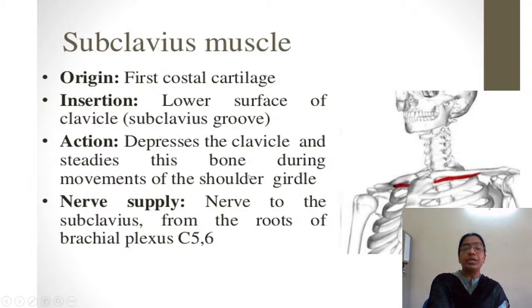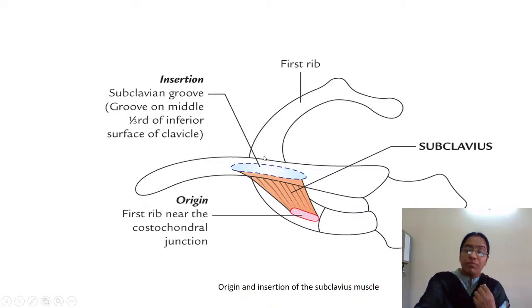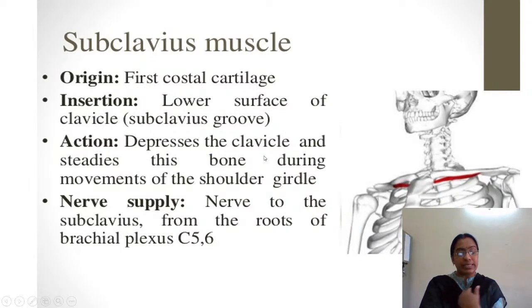When you see the action, the action of the subclavius muscle is that it depresses the clavicle and it is helpful for maintaining the clavicle in that position. The shoulder joint is away, it is not coming nearer, and that is maintained by means of the clavicle which is present here. So the clavicle is maintained in that horizontal position, meaning the steadiness of the clavicle is because of the subclavius muscle present below. It is also helpful for the movement of the shoulder girdle. So this is the action of the subclavius.